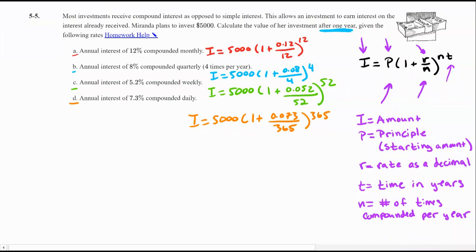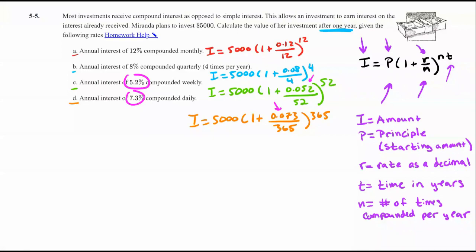And the biggest mistake that people make on this is that when we have numbers like a percent that is also a decimal, just move the decimal over to the left 2 spots. So we get 0.052 and 0.073. A lot of people make the mistake of only moving it over once because that's what they're used to seeing. So just be careful of that.